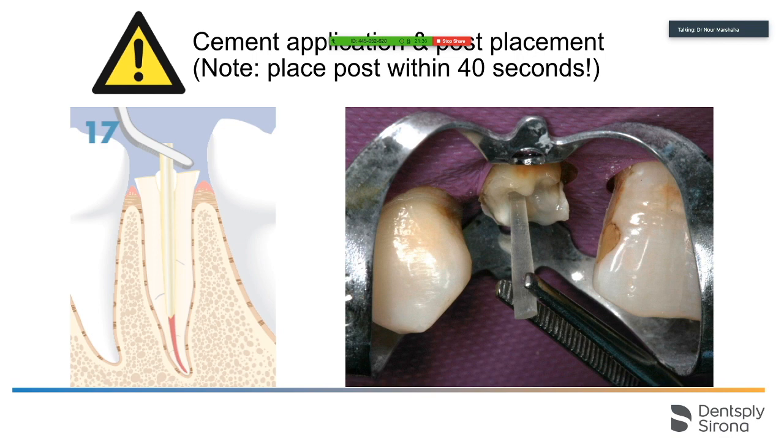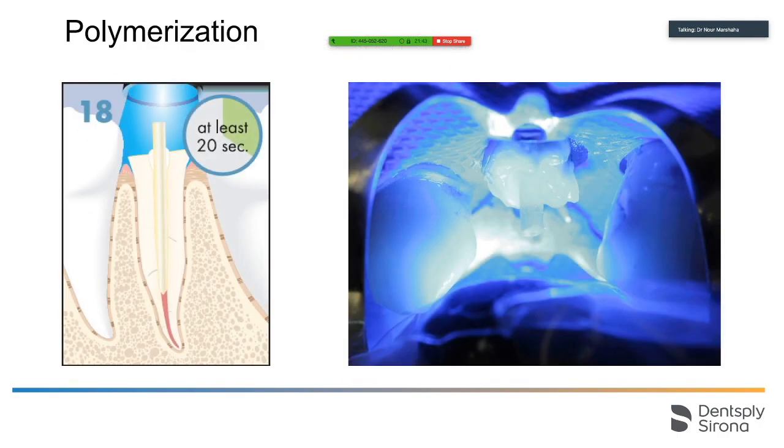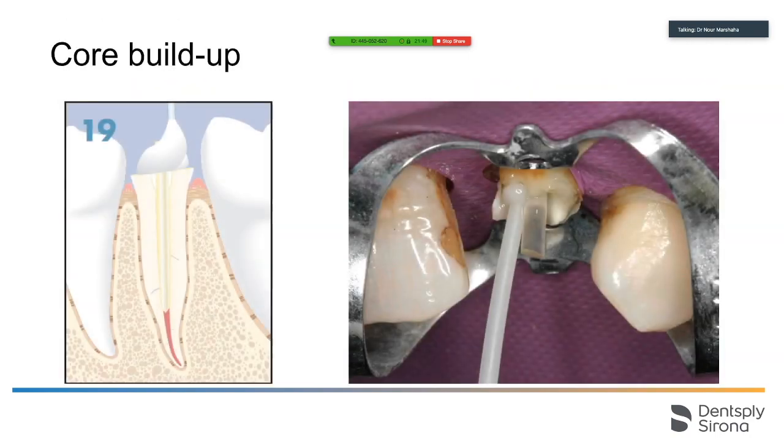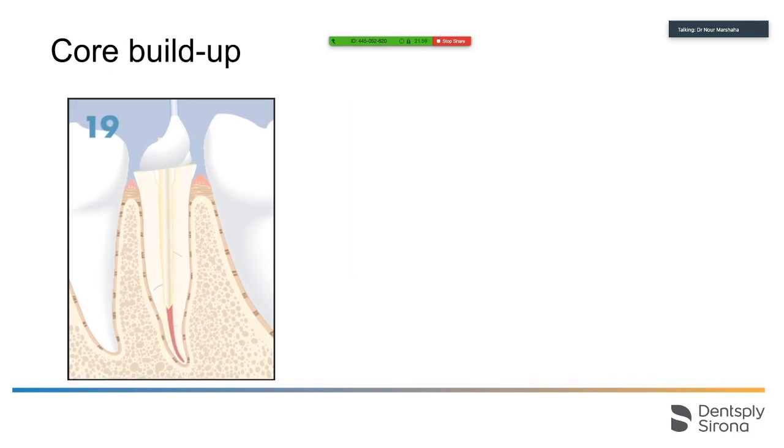Please place the post within 14 seconds because the cement application will polymerize quickly. And then polymerization, at least 20 seconds. After that, you can check the post and start doing your core build-up.